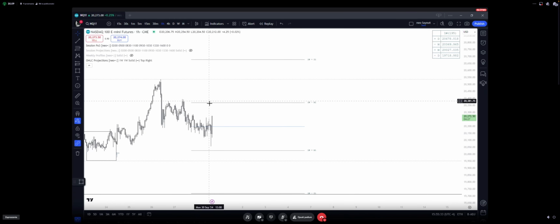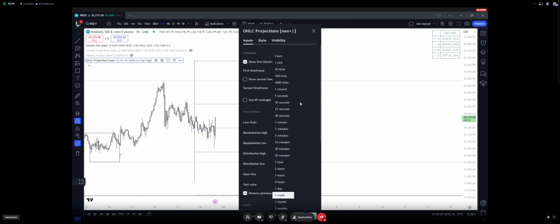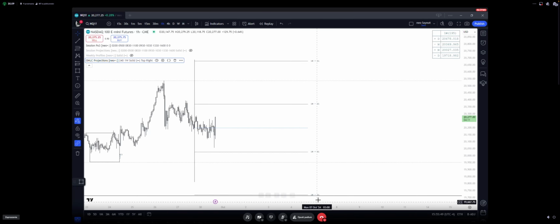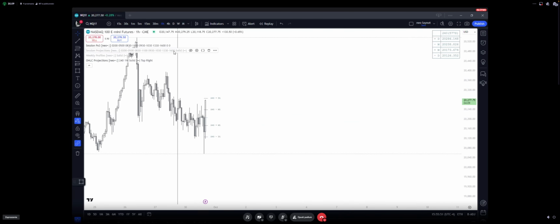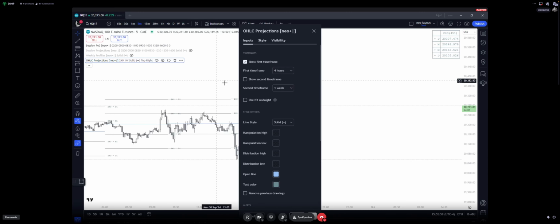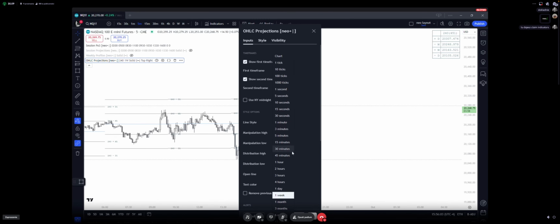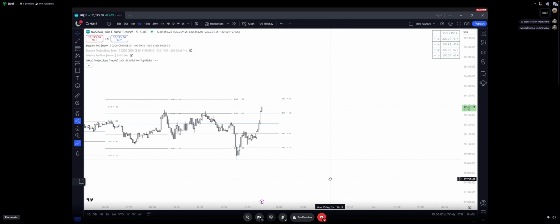So you'll be getting new levels every single time the time frame you select changes. On the 4-hour, every time you get a new 4-hour candle, you're going to get new 4-hour levels. If you've got the daily, every single time a new day opens, you can use the daily.